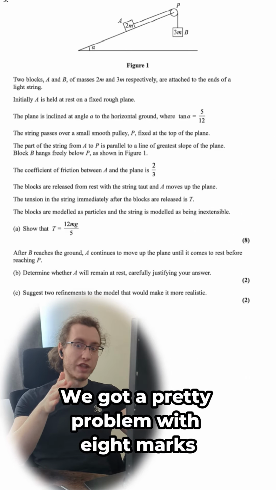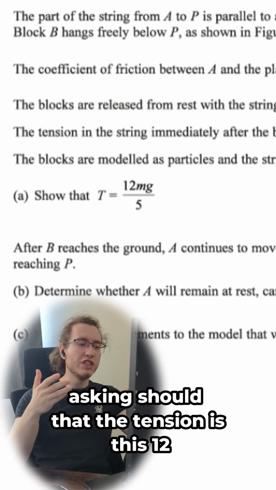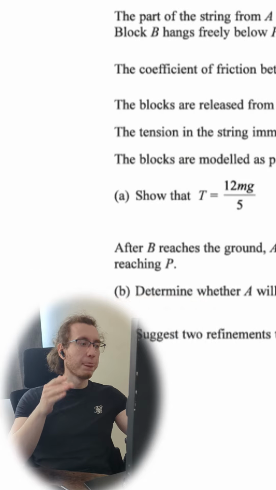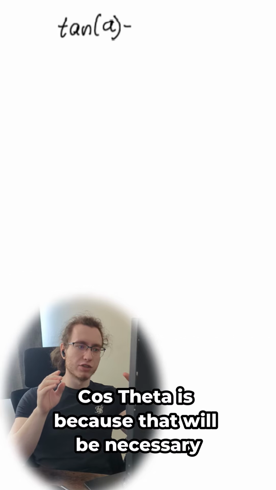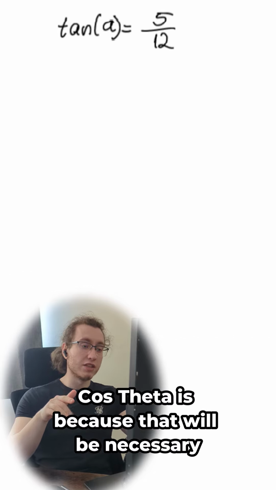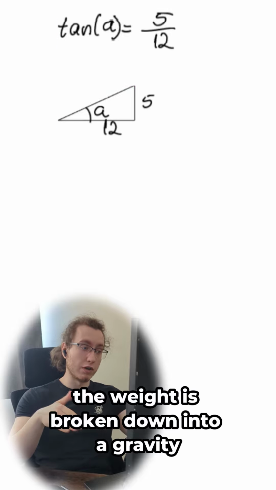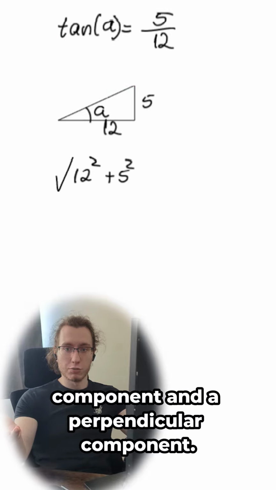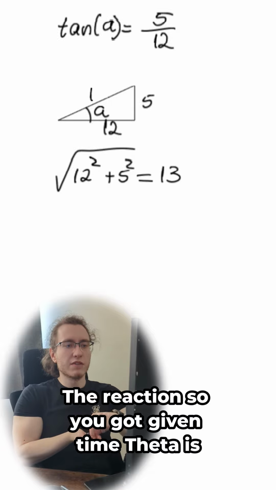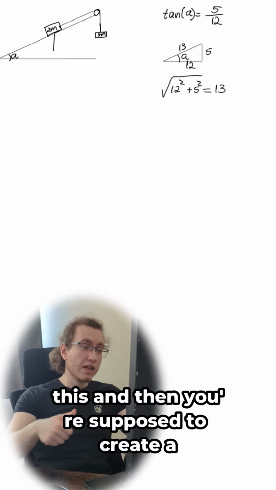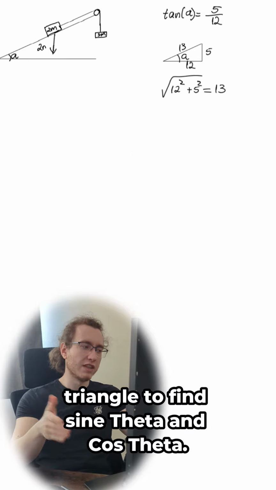We've got a pulley problem with 8 marks asking, show that the tension is 12 mg over 5. First thing, get what your sine theta and cos theta is, because that will be necessary for the components on the inclined slope, as the weight is broken down into a gravity component and a perpendicular component, the reaction. You're given tan theta, and then you're supposed to create a triangle to find sine theta and cos theta.